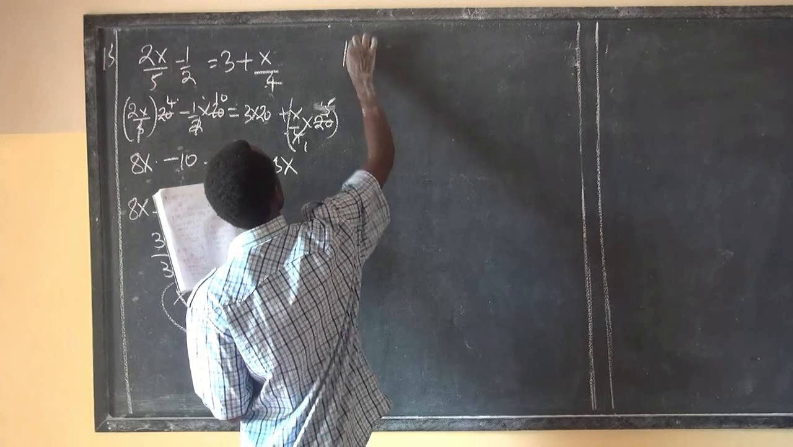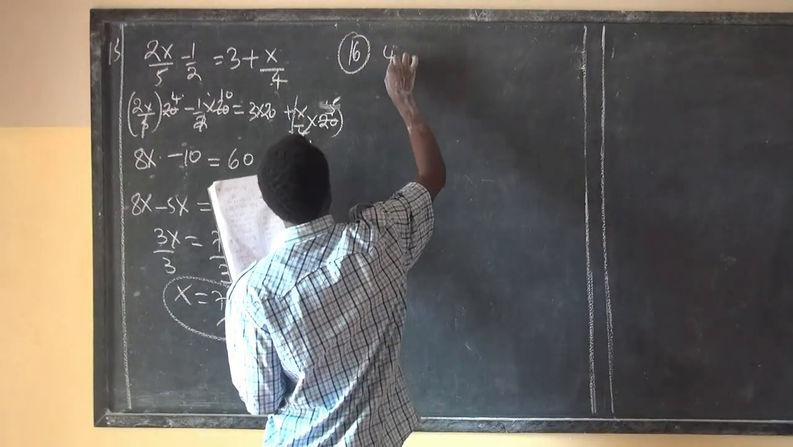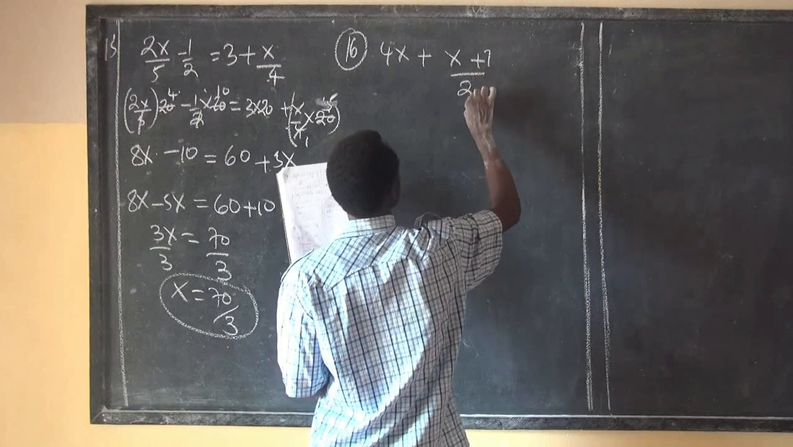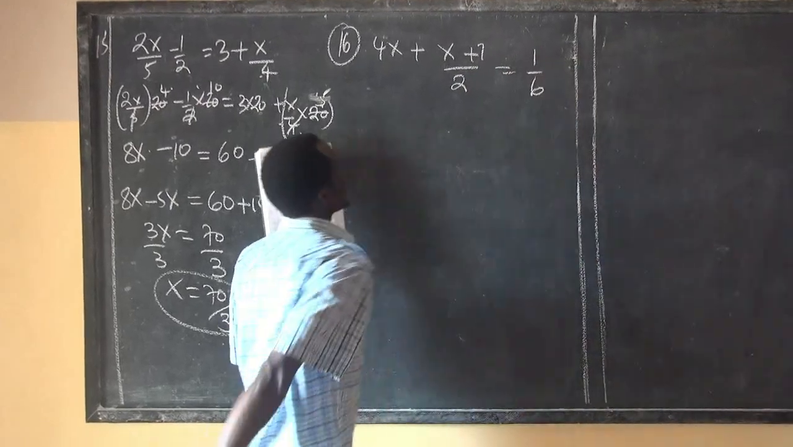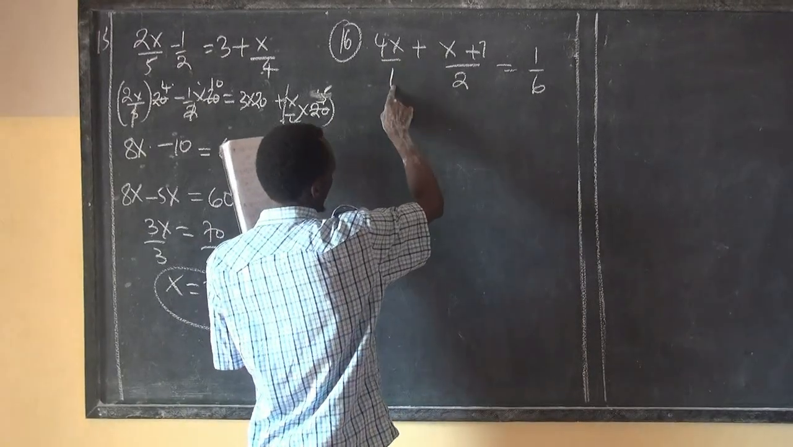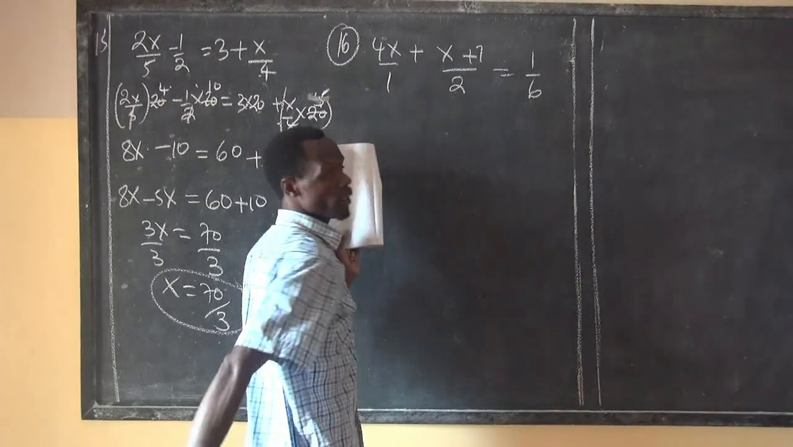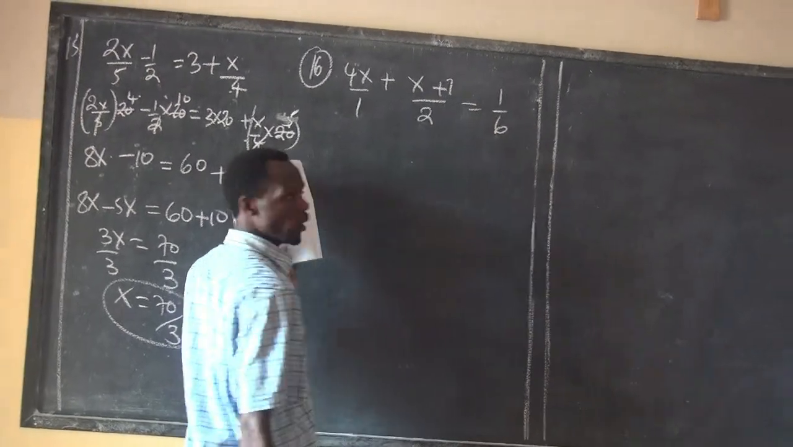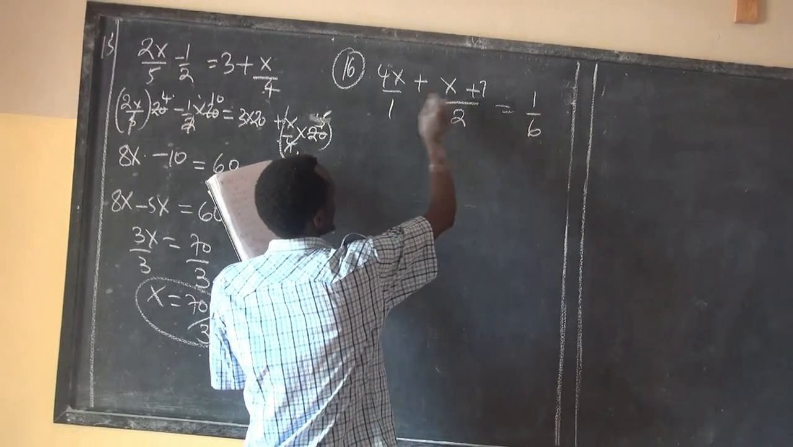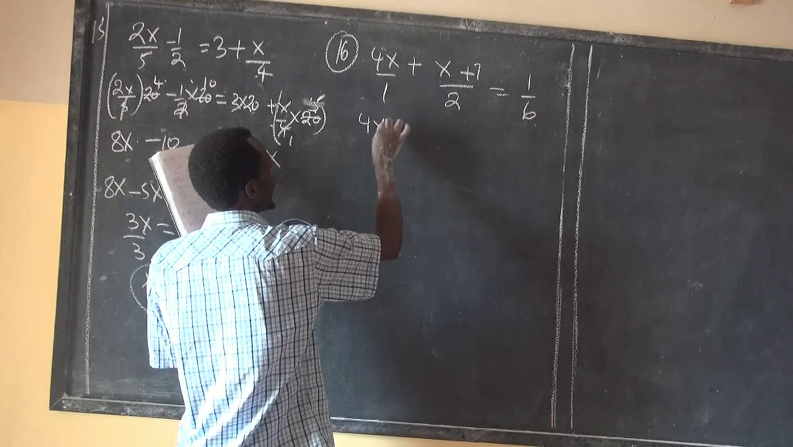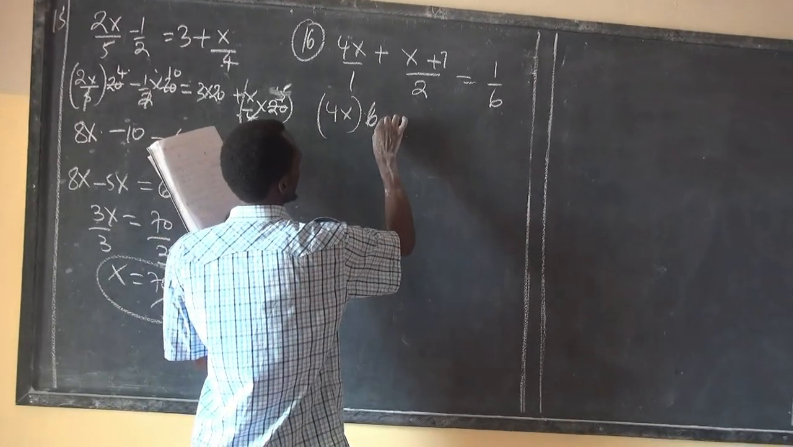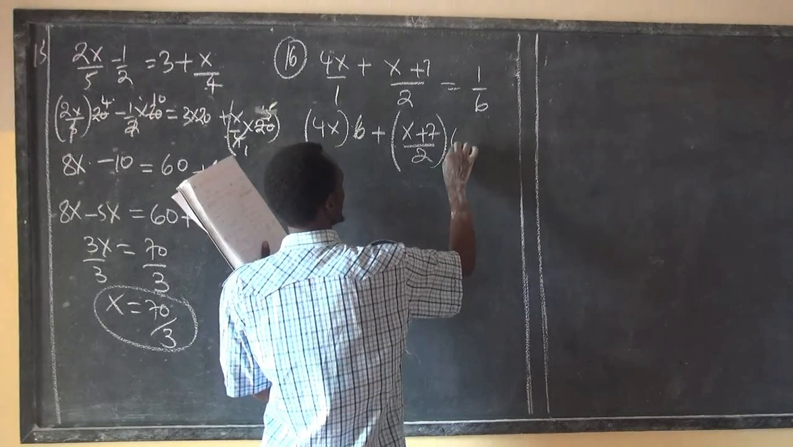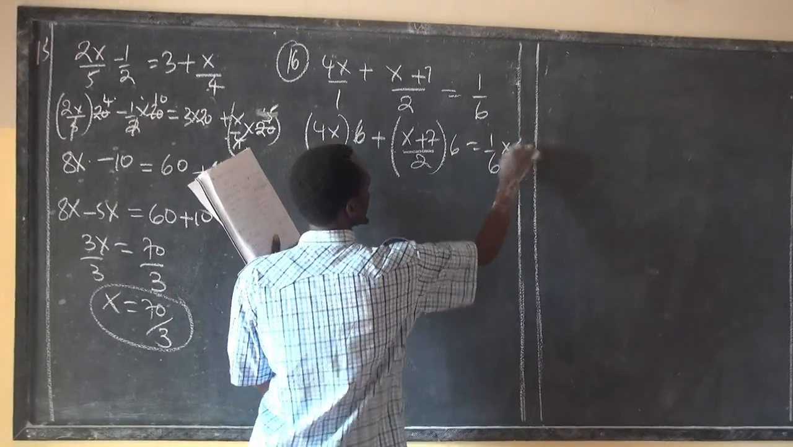Example number 16. It is 4x plus x plus 7 over 2 is equal to 1 over 6. Now the LCM of 1, 2, 3, and 6 is 6. Or you can use 12, but all in all we say LCM of 2 and 6 is 6. Now 4x times 6 plus x plus 7 over 2, you multiply it by 6, is equal to 1 over 6 by 6.